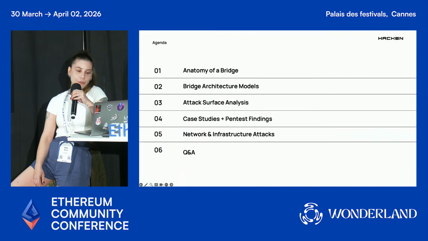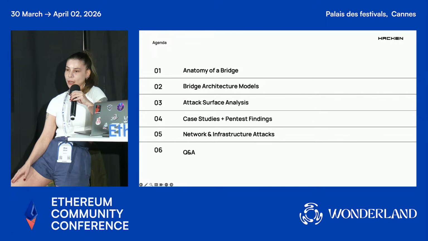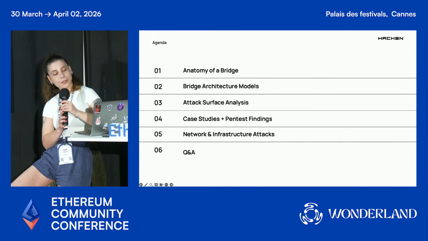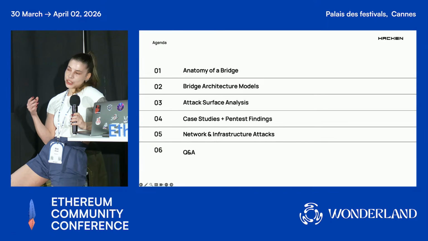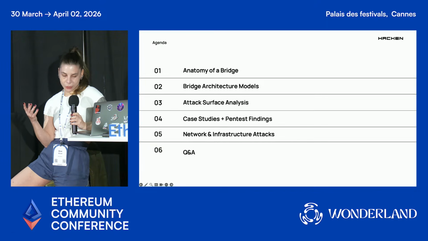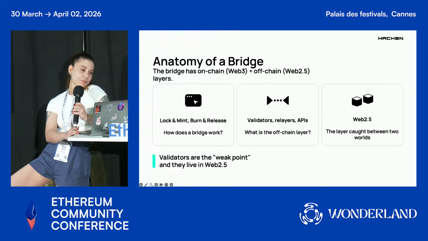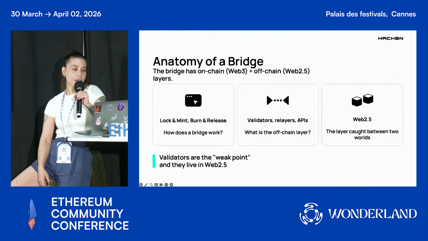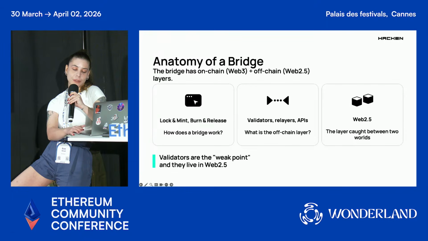Here's what we will cover today. We will start with the basics: how bridges actually work and what's inside them, why architecture matters, and what each one means for security. Here, there are 3 questions we should ask. The first one is how does a bridge work? The other one is what's the off-chain layer, and what's Web 2.5?